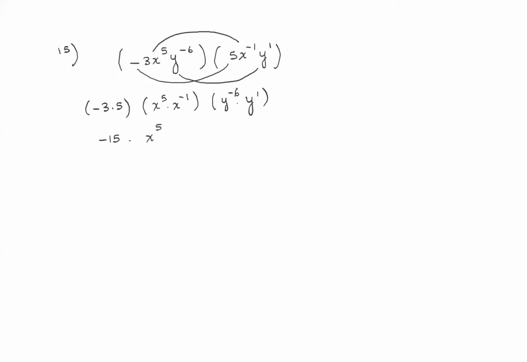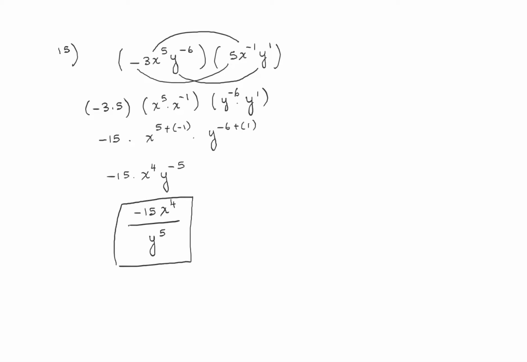So we have to add the powers when you're multiplying. So we get negative 15 times x to the 4, y to the negative 5. But the question is we cannot keep the negative exponent. So we're going to bring the y to the denominator so the power becomes positive. So that's the end of this section.